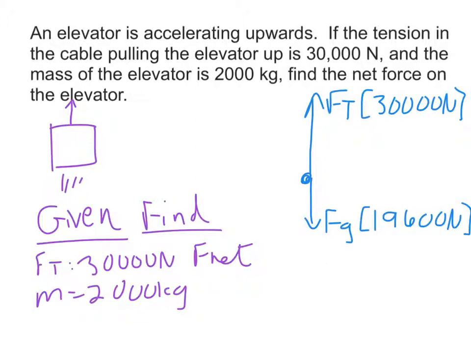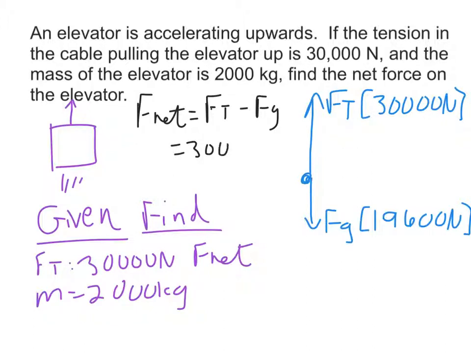So looking for the net force on the elevator, remember, 2 ways to find net force. The first way is using the equation F equals ma. We do know mass, we don't know acceleration, so that's not going to work. The second way is by using the force diagram. So from the force diagram, net force equals either top minus bottom or right minus left. In this case, there's only vertical forces. So F net equals Ft minus Fg.